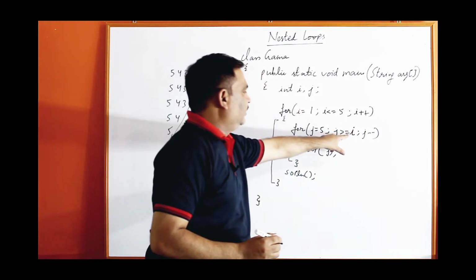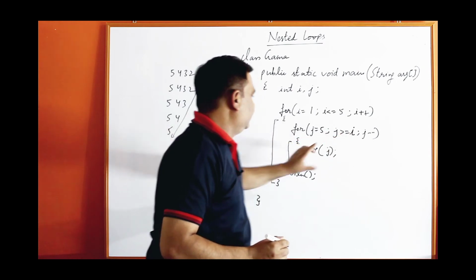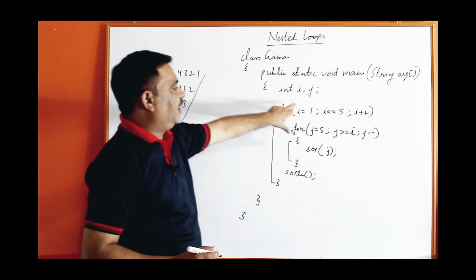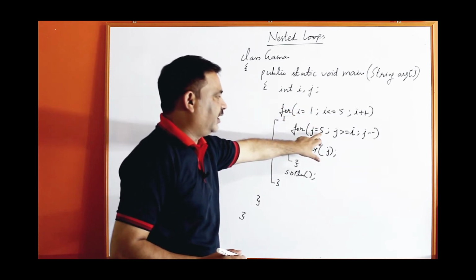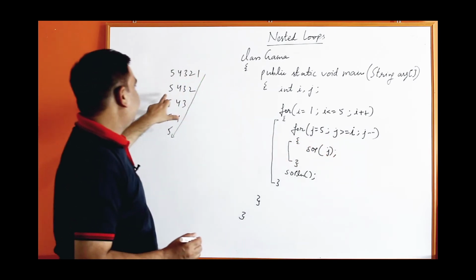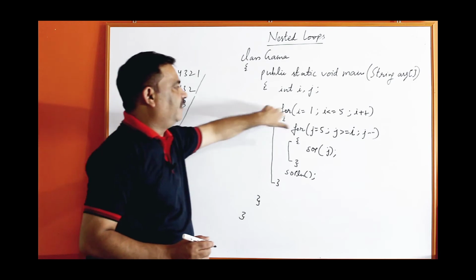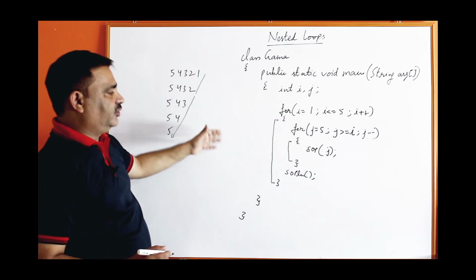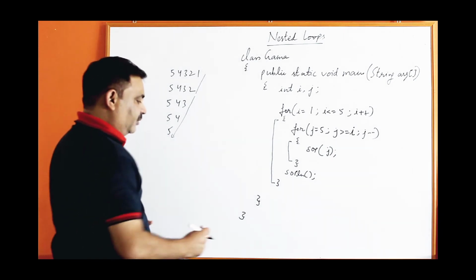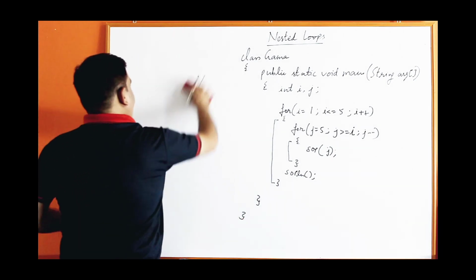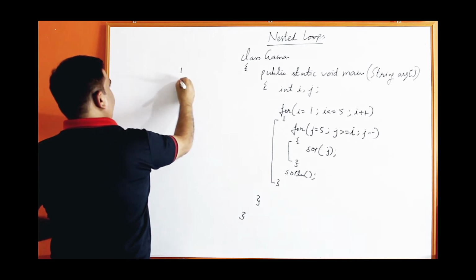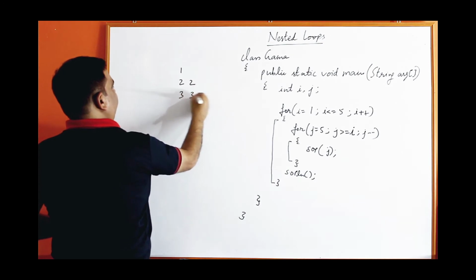When i is 1, it goes from 5 to 1, so the first line prints 5, 4, 3, 2, 1. Next time i will be 2, so starting from 5 up to 2, it prints 5, 4, 3, 2 on the second line. Same way i will be 3, from 5 to 3, and so on. You can get this kind of output.